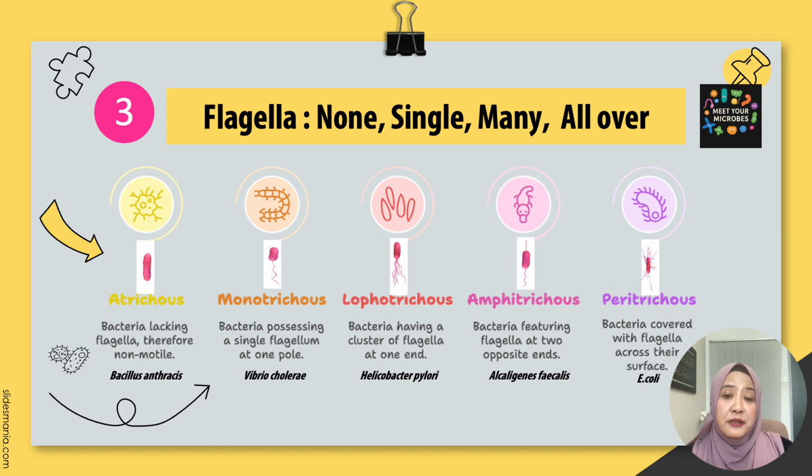Then you've got amphitrichous, which means the bacteria has flagella at two opposite ends, not one but two. Example of this is Alcaligenes faecalis. And lastly, you've got your peritrichous flagella, which means the bacteria is covered with flagella all over the surface, like a rambutan. Example of this is E. coli.